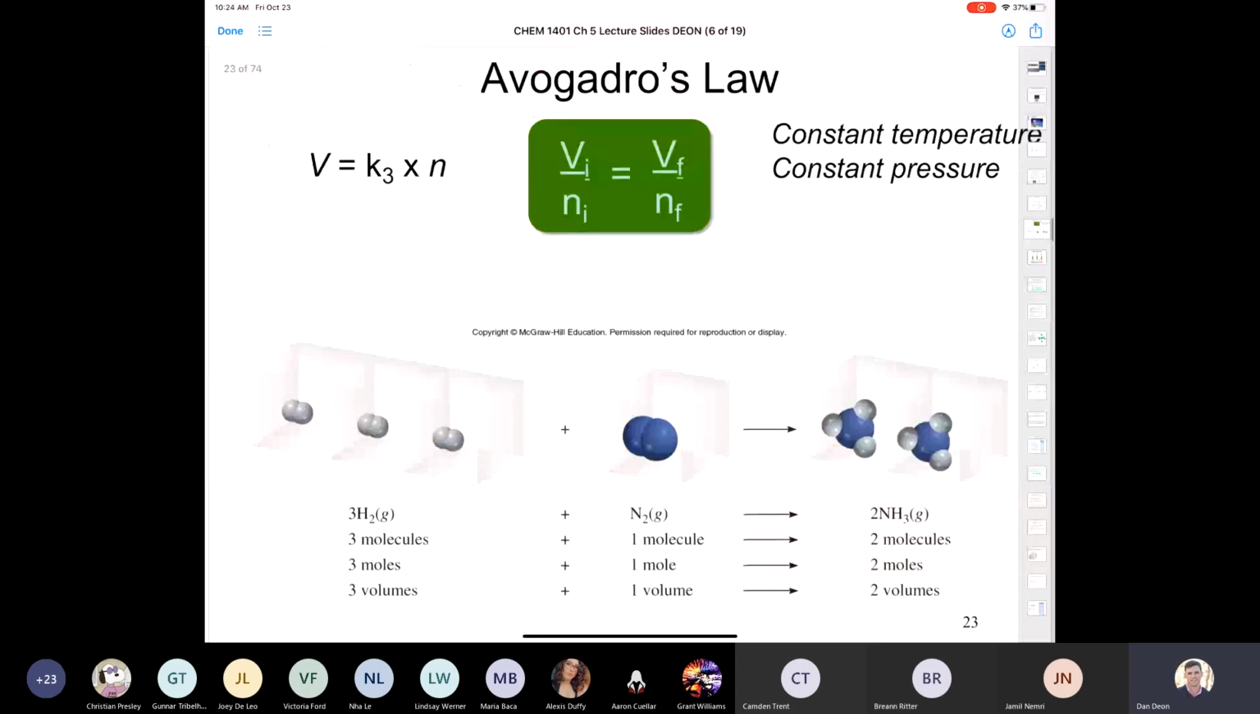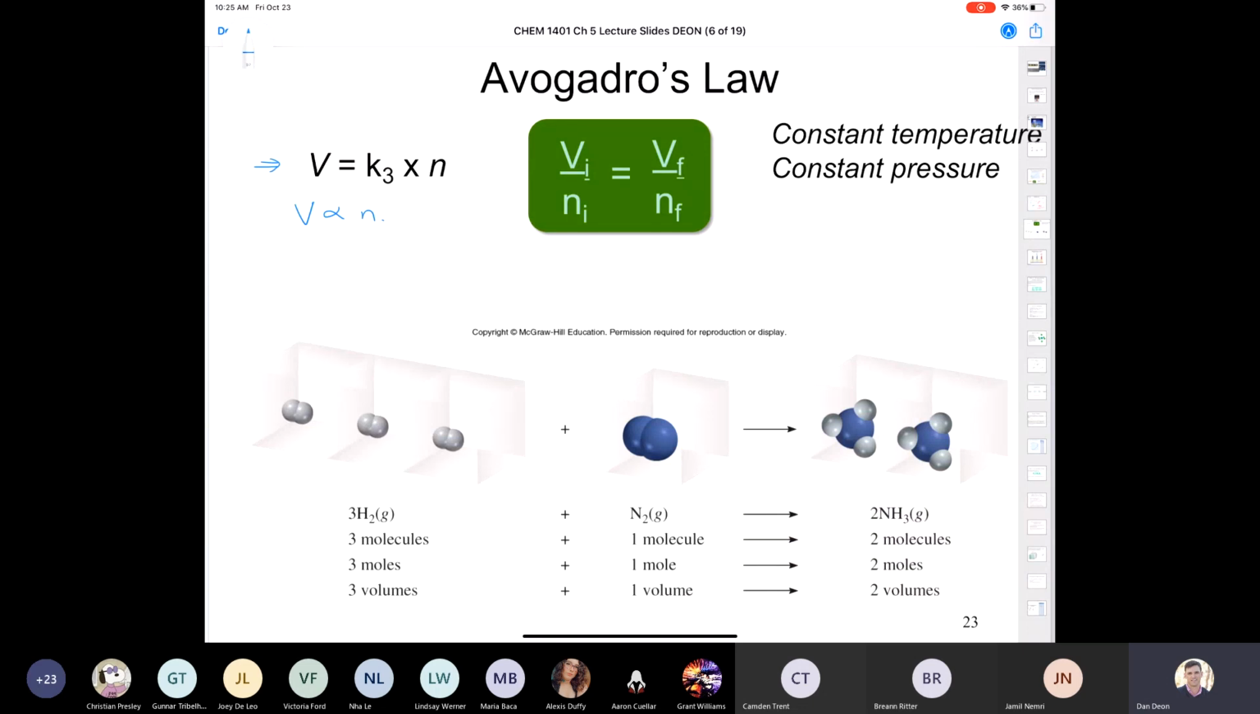This is the last law that we're going to look at today, and it is called Avogadro's Law. It was developed by the same Avogadro who came up with Avogadro's number. And Avogadro's Law states that volume is proportional to the number of moles. Written another way, volume is equal to a constant, K, times number of moles.